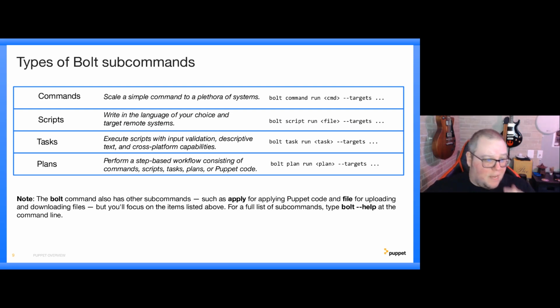Now, there are other commands in there, like you can use a bolt apply to actually run a Puppet manifest. There's file commands for uploading and downloading files. We're going to focus today on these core pieces here. If you want that full list, it's bolt help, and it will show you all the various things you can do.